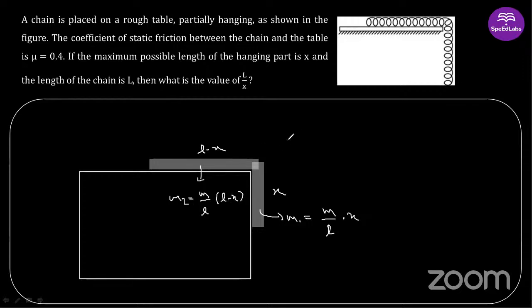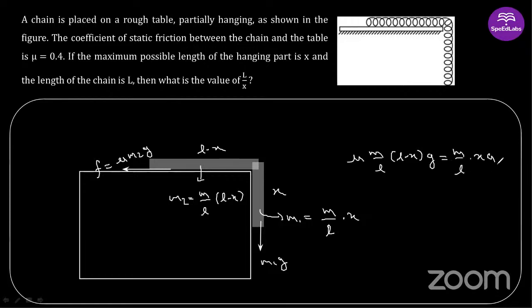Now what is the friction? The friction acts in this direction, because the chain will be pulled in the downward direction due to M1G. So the pulling force is M1G, and the stopping force is friction, which is mu into M2G, that is mu into normal. So I'll equate both of them. I'm writing mu into M2, which is M by L into L minus X into G, is equal to M1G, which is M by L into X into G.